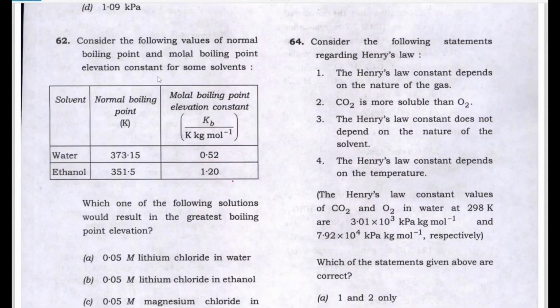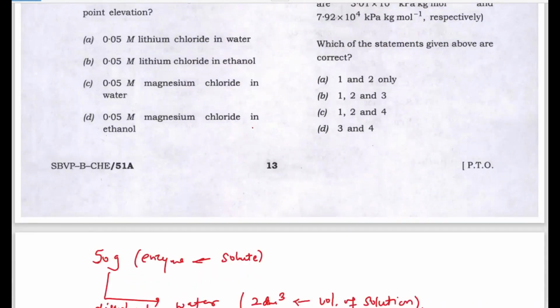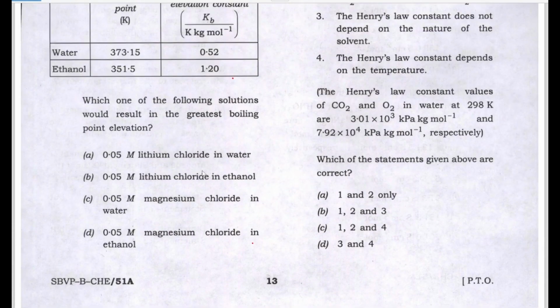Next question. Consider the following values of normal boiling point and molar boiling point elevation constants for some solvents. There are two solvents they are providing, one is water and one is ethanol. We have to find which one of the following solutions would result in the greatest boiling point elevation. Okay. In this case, they are providing us two different salts, one is lithium chloride and one is magnesium chloride.